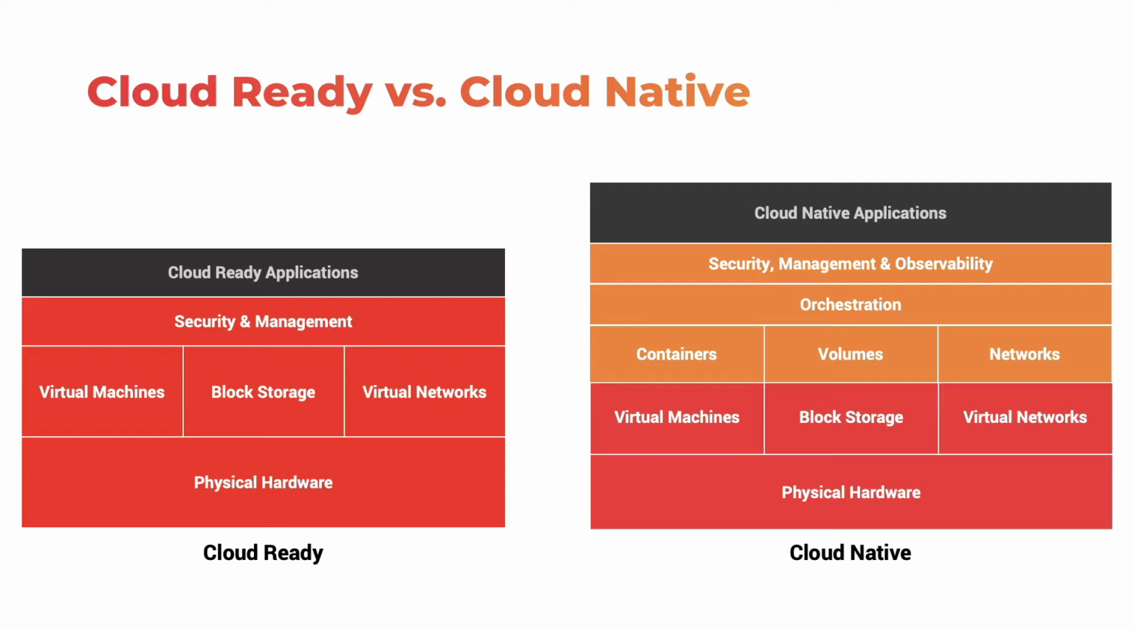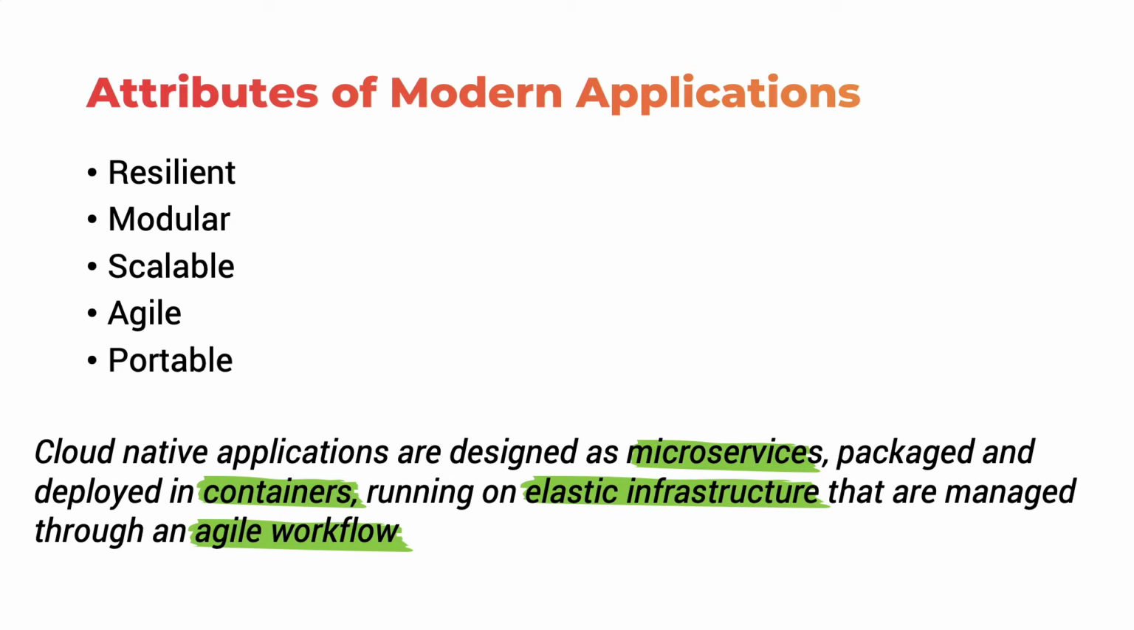And that brings us to the definition and the attributes of modern applications and cloud native applications. So cloud native applications are designed as microservices. It's an architectural pattern packaged and deployed in containers. That's the fundamental unit of packaging and deployment, running on elastic infrastructure, which is very dynamic and software defined, and they are managed through an agile workflow, which is all about DevOps. So when you bring these elements into your application lifecycle management, you are essentially building cloud native applications.